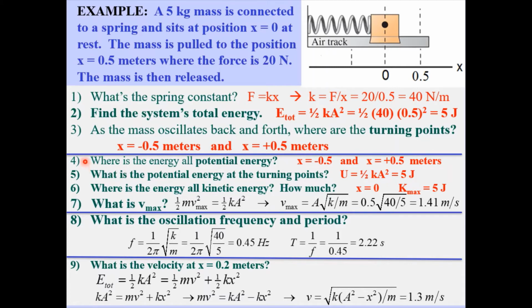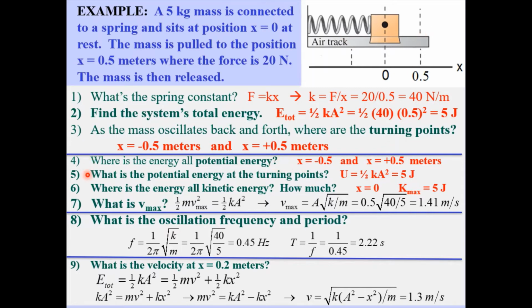Question number 4 asks, where is the energy all potential energy? Well, remember, potential energy is max when there is no kinetic energy. That means this object is not moving. The 2 places where it comes to rest are at negative 0.5 and positive 0.5. These are the 2 turning points.